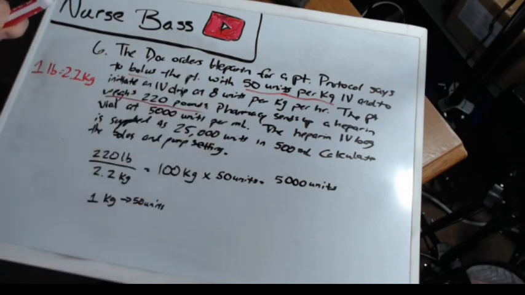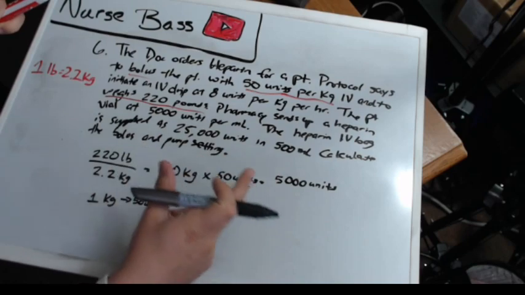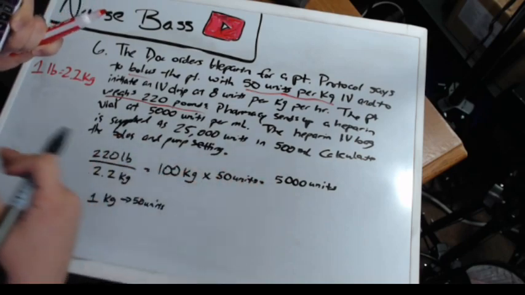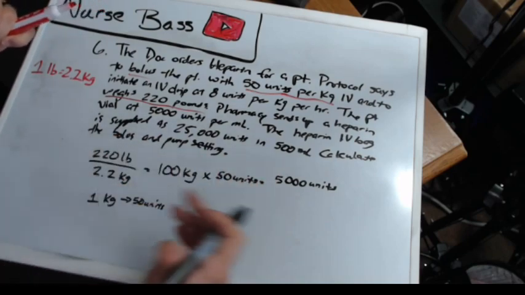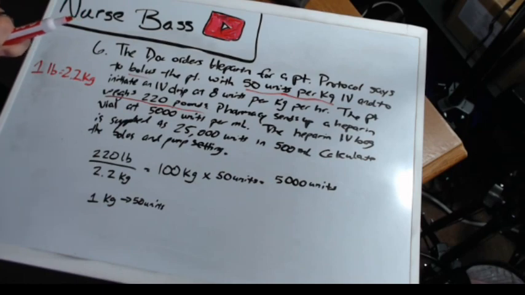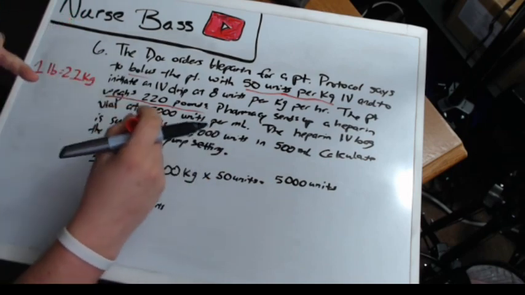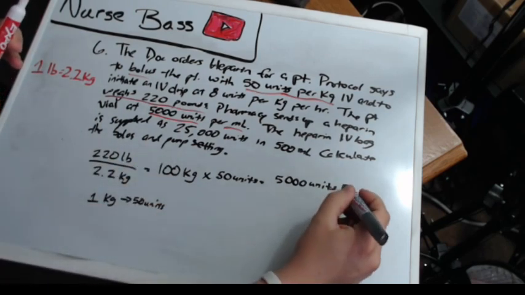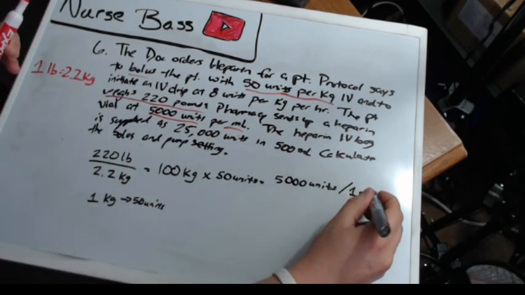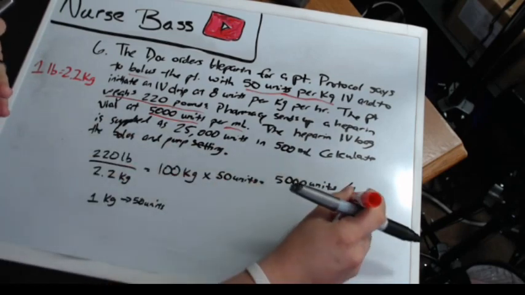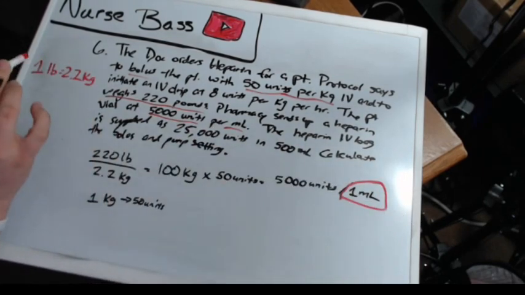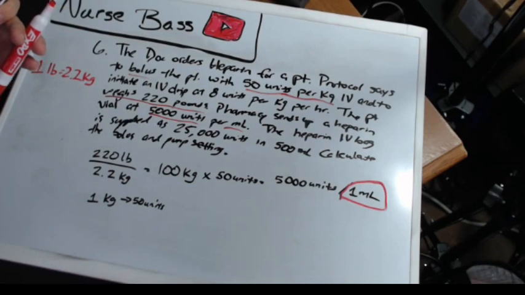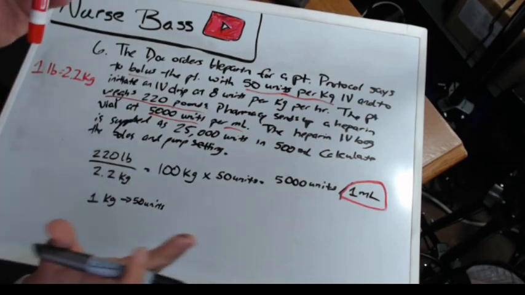Pharmacy sends up a heparin vial at 5,000 units per milliliter. So if it's 5,000 units per milliliter is what we're supplied with, and the patient needs 5,000 units, then what they're going to get is the 1 milliliter. That's the answer to the bolus question. Okay, I hope that made sense.